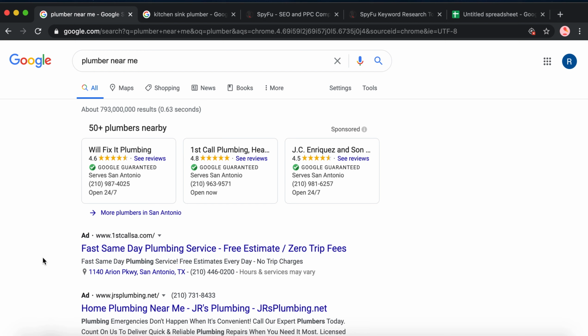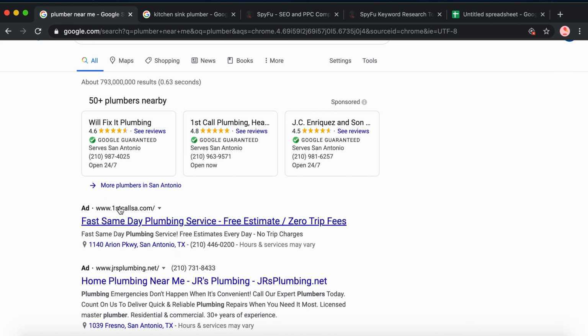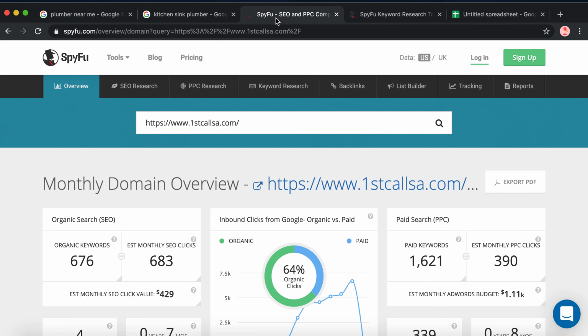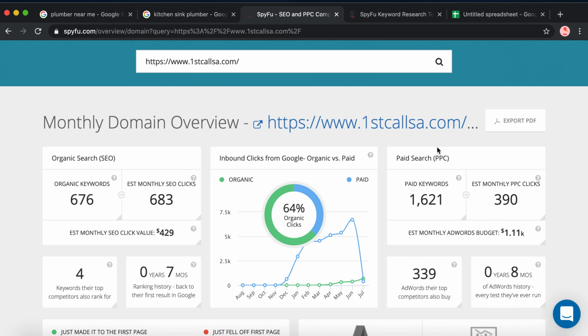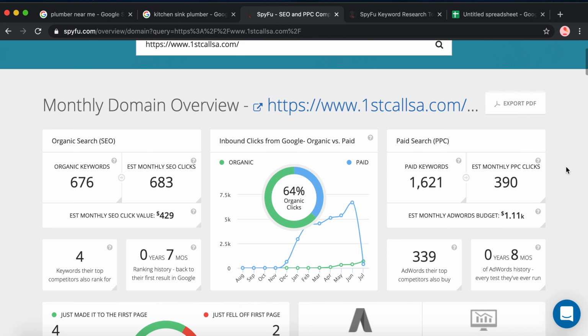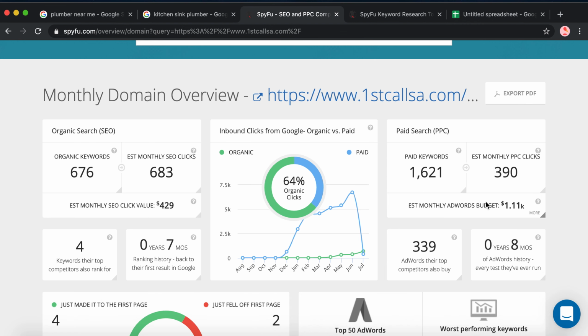What I did here is, going back to the first search that I did, I see the domain, firstcallsa.com, and when you go into spyfu.com, you're asked to insert your competitor, which is what I did. This gives you a lot of information, both on the SEO level and PPC level. But right now we're focusing on paid search. Here it's telling you that the estimated monthly AdWords budget is a little over $1,000. That gives you an idea of how much you should probably be spending.